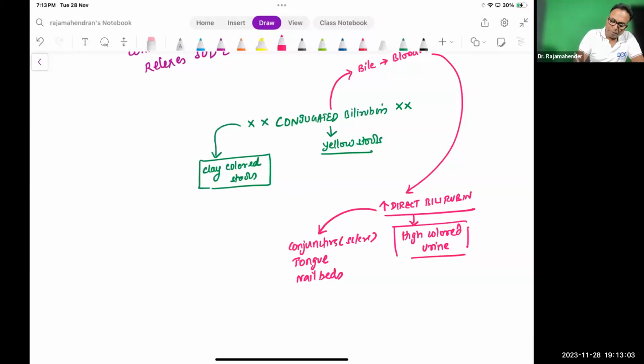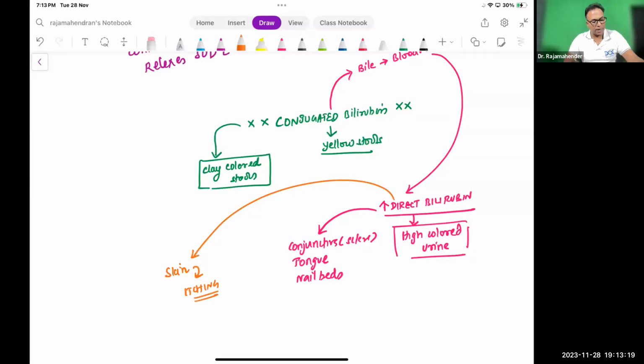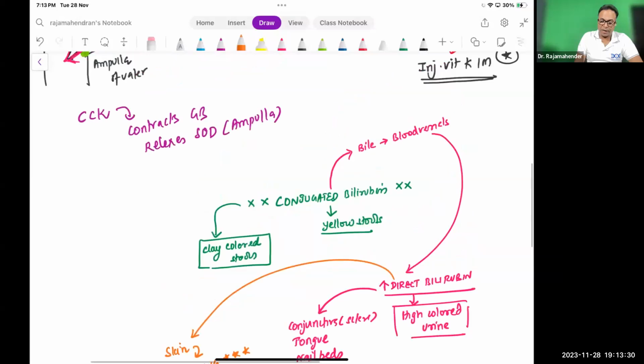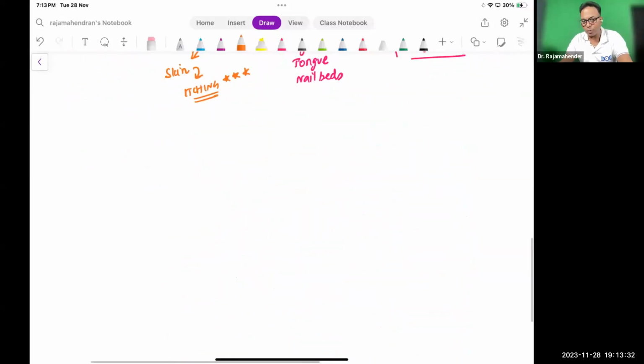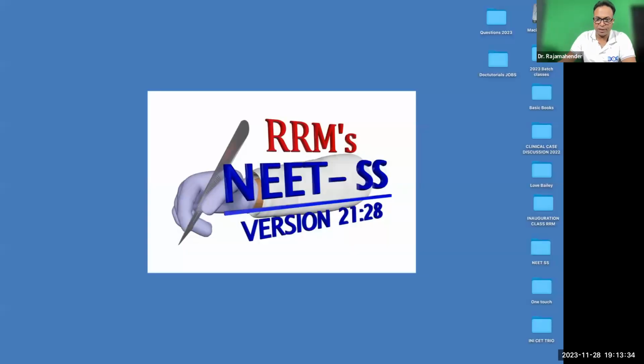And please remember, the bilirubin pigments will get deposited in the skin. In the skin, it causes itching, because of the bilirubin pigment. So there will be itching seen in the patient. Itching is a classical feature of these patients. So with this in mind, let us go to the topic. Okay, let us go to the topic with these clinical features and other things.